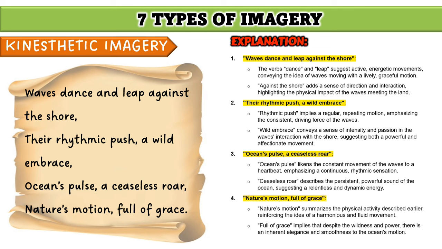Waves dance and leap against the shore. The verbs dance and leap suggest active, energetic movements, conveying the idea of waves moving with a lively, graceful motion. Against the shore adds a sense of direction and interaction, highlighting the physical impact of the waves meeting the land.